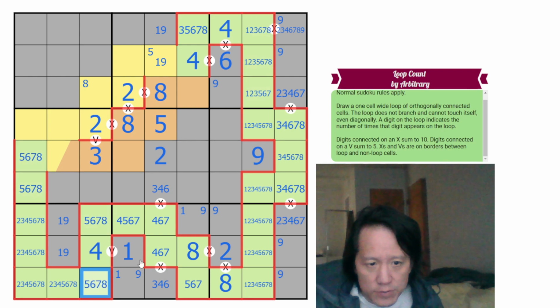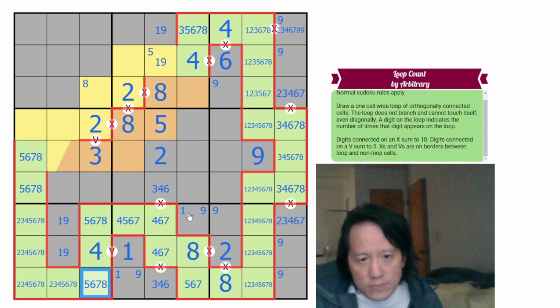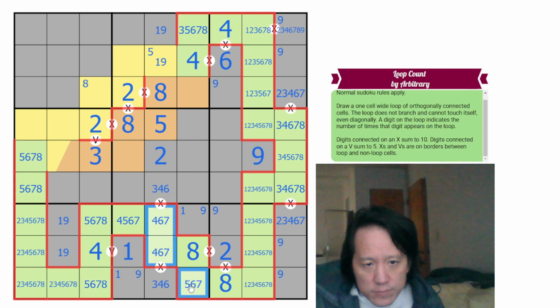No 2, 3. No 2, 3. So we have a 5 here. This cannot be 3 because we have a 3 here, we have a 3 here, and we have a 3 here. No 2, 5, or 8. No 8, so there's no 2. This can't be 3.